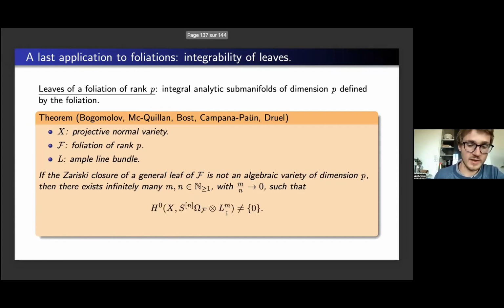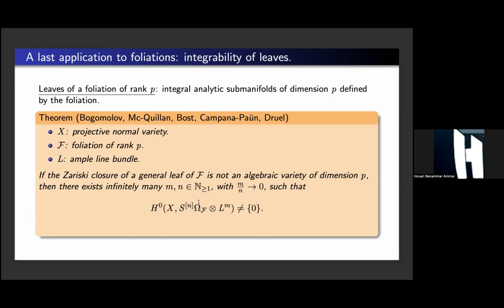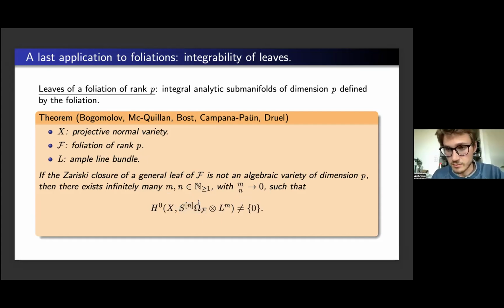such that the space of global sections of the reflexive symmetric power of the cotangent bundle of F, so the nth reflexive symmetric power of the cotangent bundle tensor the mth power of L, the space of global sections of this reflexive sheaf is not 0. So, well, I will not define it. Why is it reflexive? Well, it's by definition.